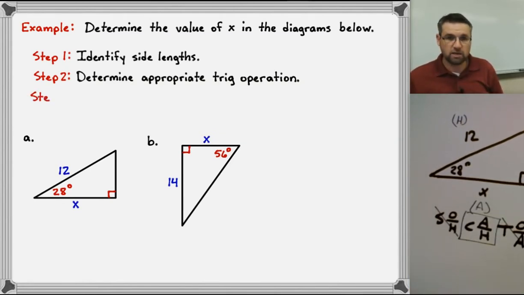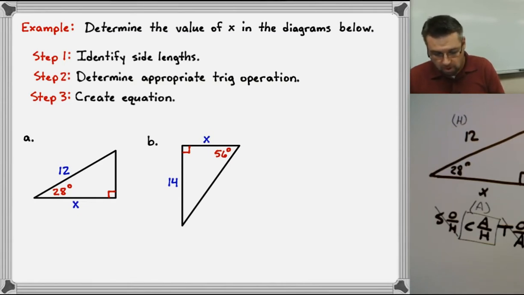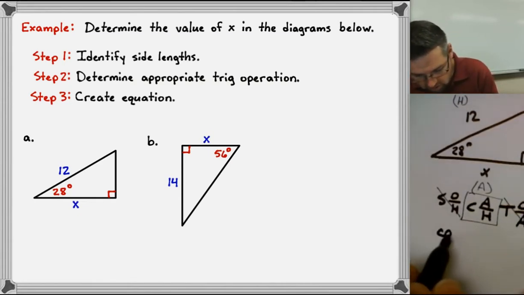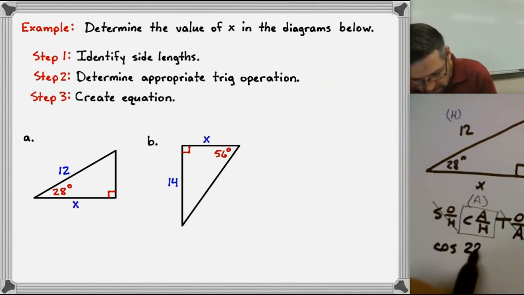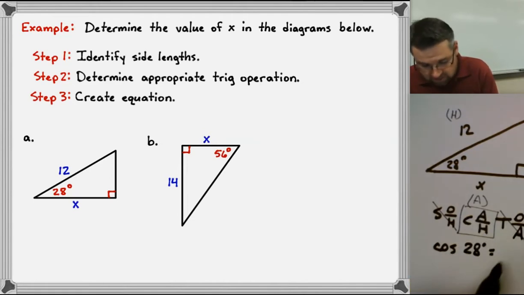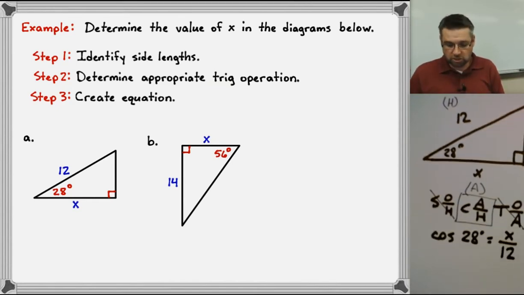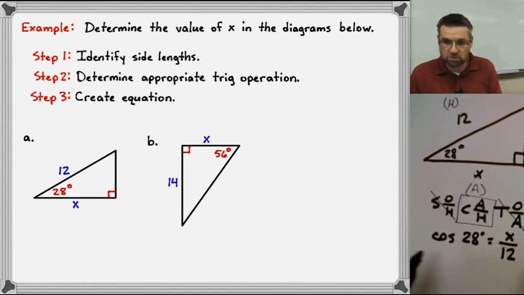So I'm using cosine. Step three is to create the equation. Well, what's the equation? Remember, it is going to be cosine of the angle. What's the angle? The angle is 28 degrees, is equal to the adjacent side, so in this case is x, over the hypotenuse side, which is 12. So there I've set up the equation. Cosine of 28 is equal to x over 12, okay? Step four is then to solve the equation.